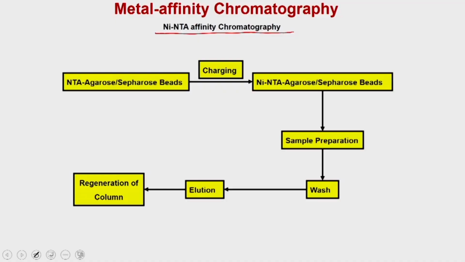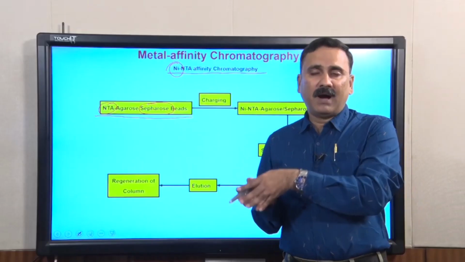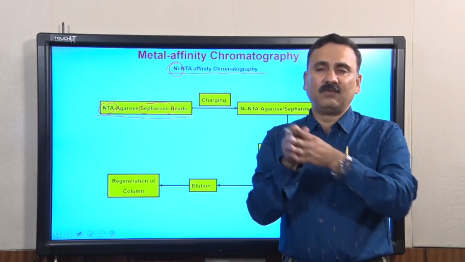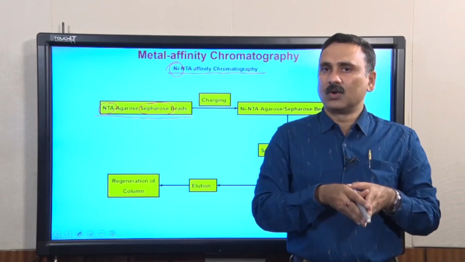When you buy the nickel NTA beads or the nickel NTA column, you are not going to get nickel NTA. What you are going to get from the vendor is the NTA agarose beads, or sometimes you will get the NTA sepharose beads. So, this column material does not contain the nickel bound to the beads; either you will get the NTA sepharose beads or NTA agarose beads.